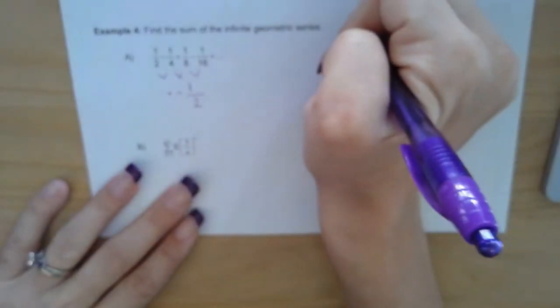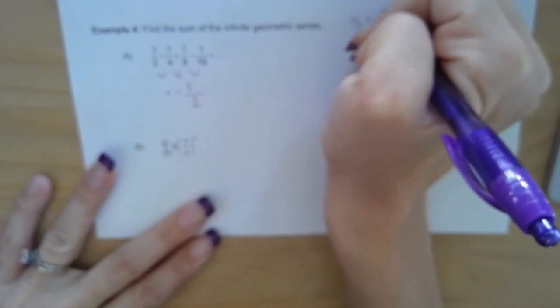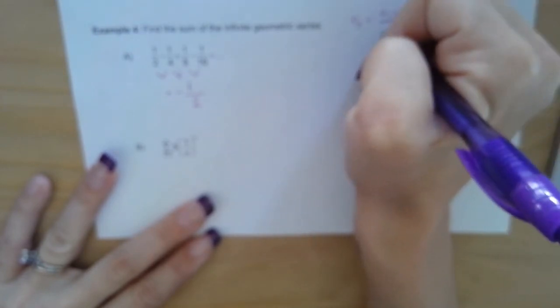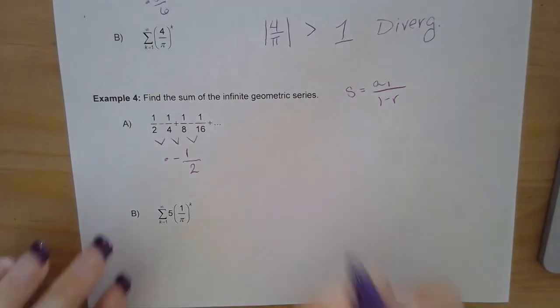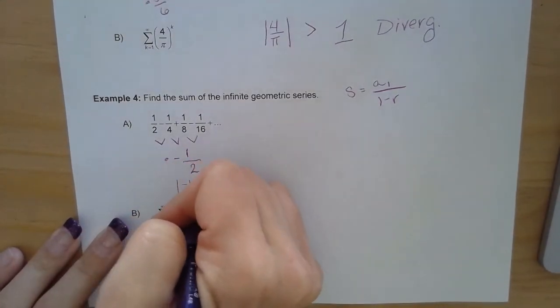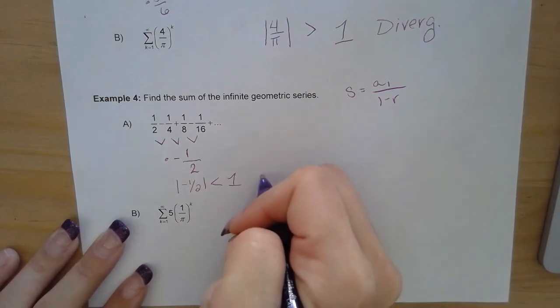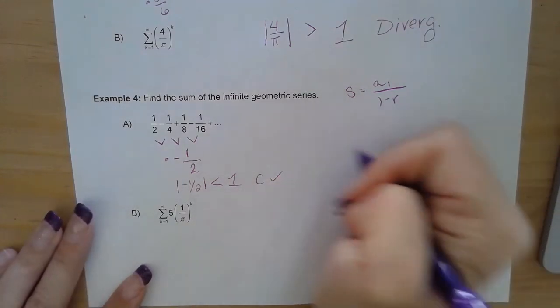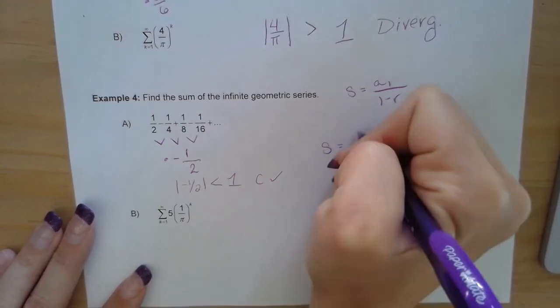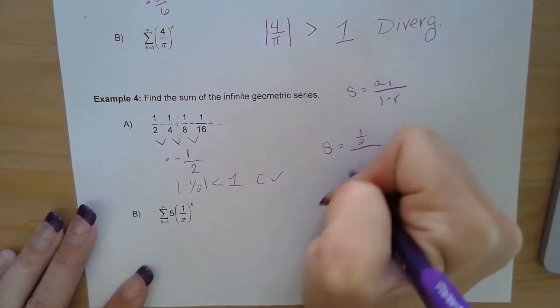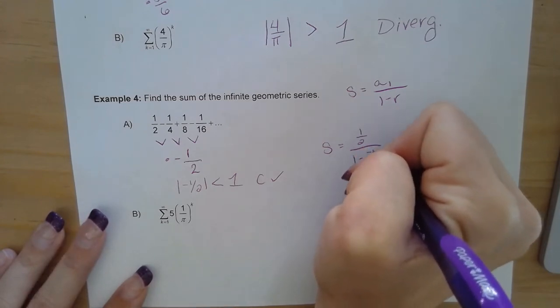Okay, let me write down the formula we are using for the sum. Remember that a is the first term and r is the ratio. So with negative 1/2, well, the absolute value of negative 1/2 is 1/2, and that is less than 1. So we know it converges, so we can do this. We're going to put this in the sum equals, well, the first term is 1/2 and the ratio is negative 1/2.